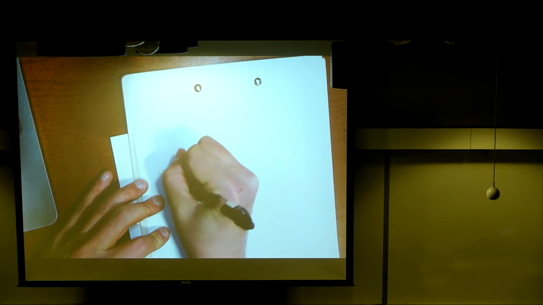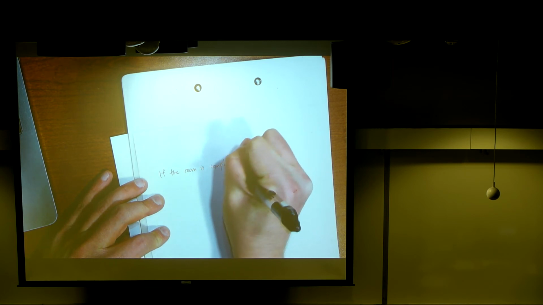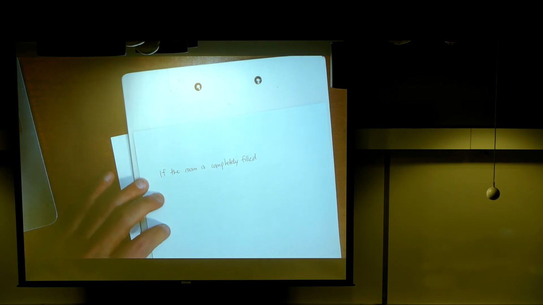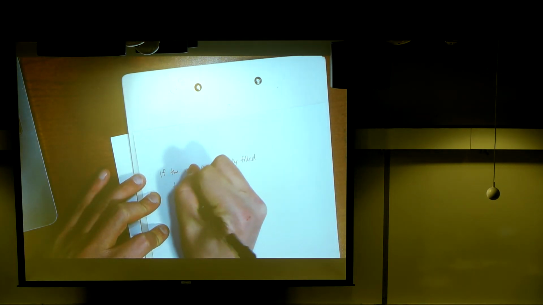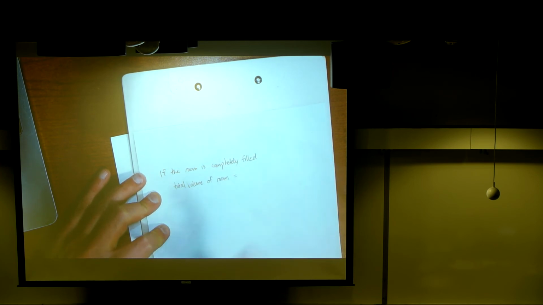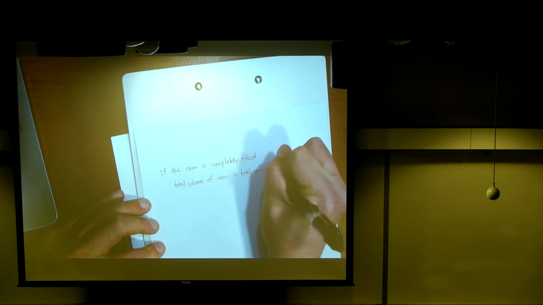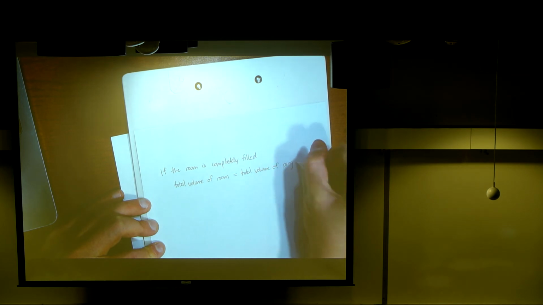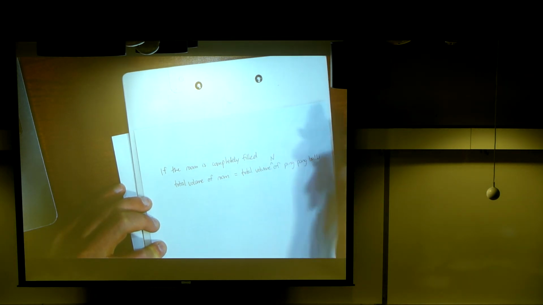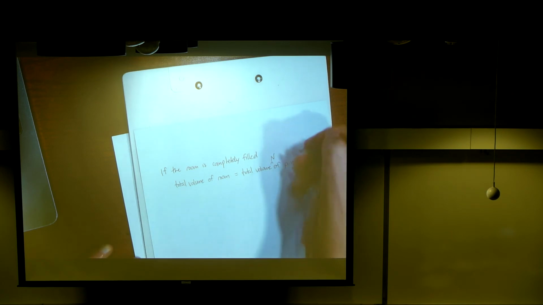Okay. So I'm going to start by saying this. If the room is completely filled with ping pong balls, then the total volume of the room, the total space in this room, is equal to the total volume of the ping pong balls. And let's say n ping pong balls. N is the number that we have, okay? And we're trying to figure out what n is equal to.